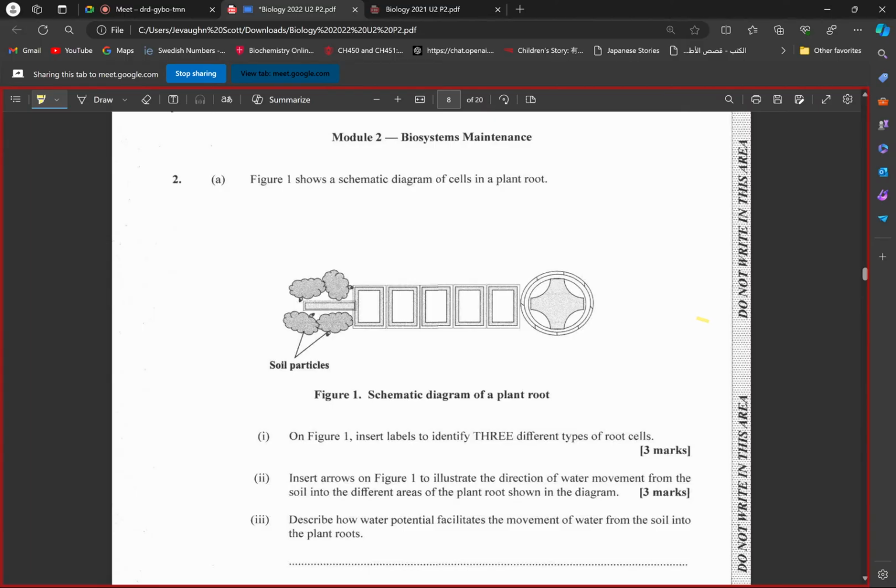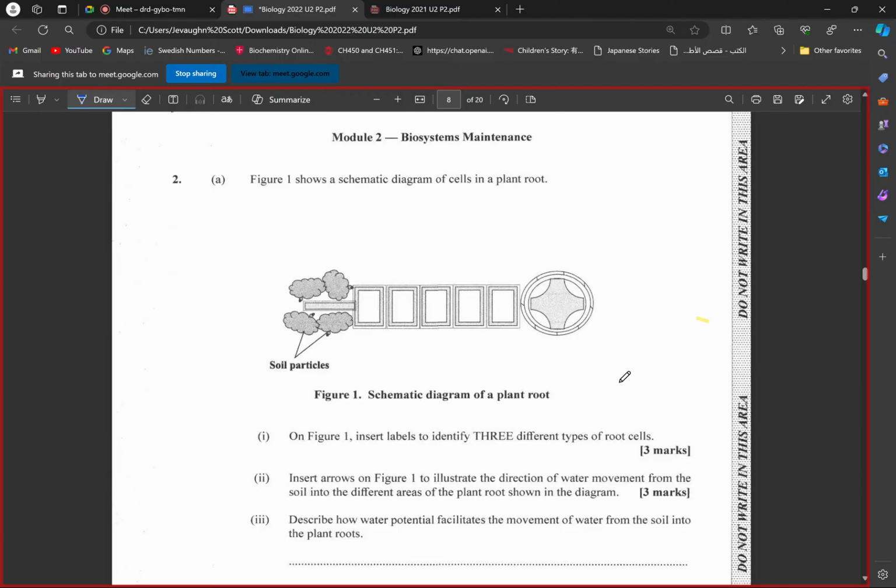So looking at whatever that is, I could do a better drawing than that. But we're asked to insert arrows to illustrate the direction of water movement from the soil into the different areas of the plant root shown in the diagram. Alright? So firstly, point 1 asks us to identify and label 3 different types of root cells. What are the different types that we would show?